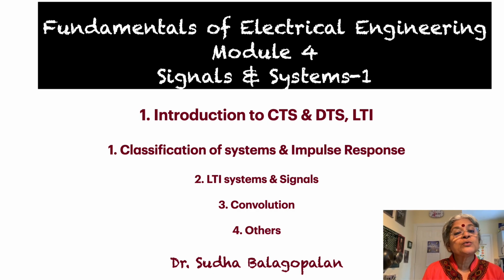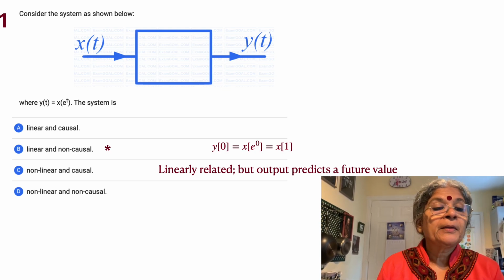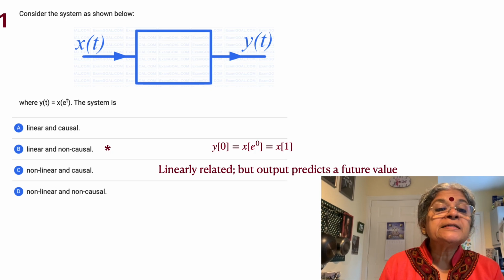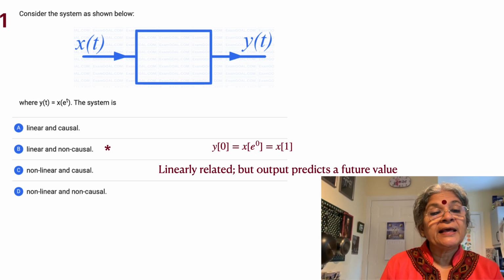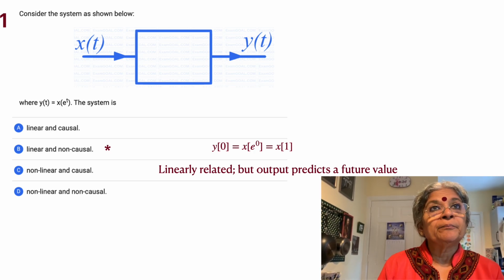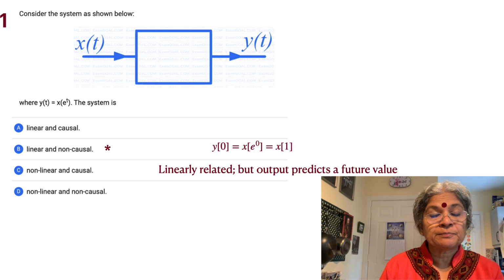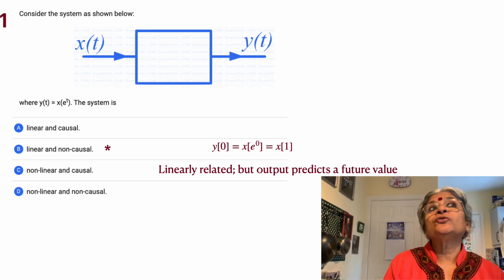So let us look at the first question, where we see a system with an input and an output describing the system. This is, of course, in the continuous time domain. That's the reason why x(t) defines the input at a particular time t, and y(t) defines the output at a particular time t. What is given is: consider a system as shown below, where y(t) is equal to x(e^t). So the time on which the input is defined is defined by e raised to t, or an exponential with respect to time, and hence that's going to be the output as well.